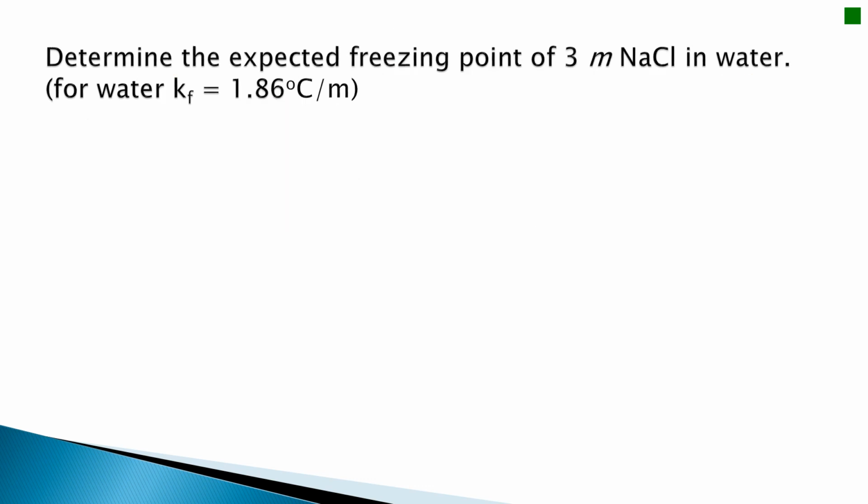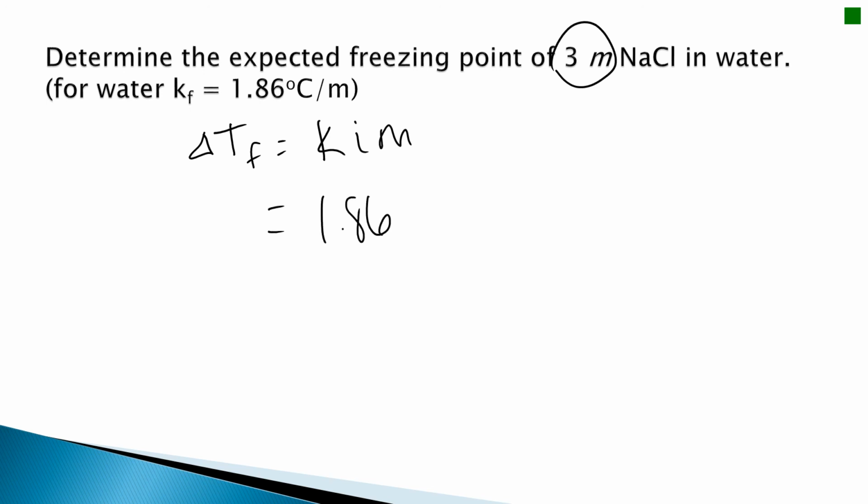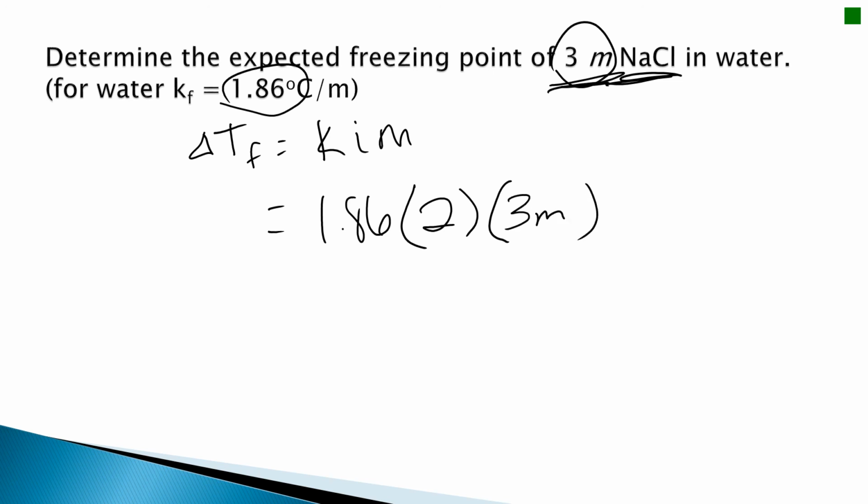Determine the expected freezing point of a 3 molal NaCl in water. Once again, delta T of freezing is KIM. For this one, they tell me my K is 1.86. Notice that I didn't give it to you negative. You're going to have to understand that for freezing point, it's going to be negative. Your I in this case is going to be 2 because you get 1 from the Na and 1 from the Cl. And your M in this case, they give it to you so I don't have to calculate it, which is really nice. Sorry, I should put units here. When you multiply that out, you get 11.16 degrees Celsius.